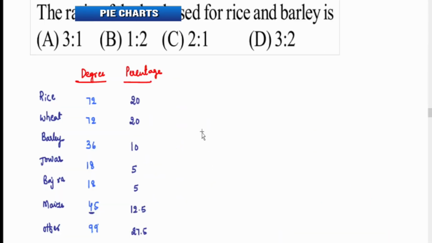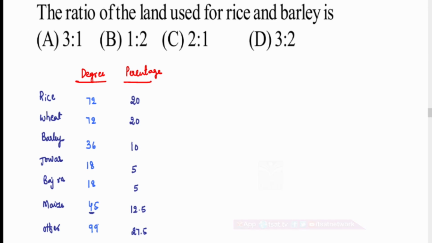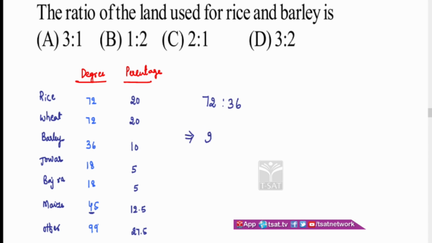Now, look at the next one. The ratio of land used for rice and barley is, what is land used for rice in terms of degrees, or else in terms of percentage you can take it, it doesn't matter. In terms of degrees, land used for rice is 72 and barley it is 36. In terms of percentage also, it is 20:10, it is actually 2:1. So, answer here is option C, it is simply 2:1.